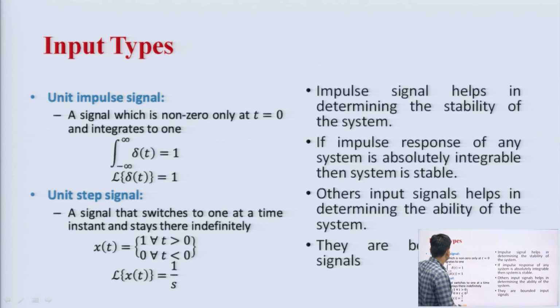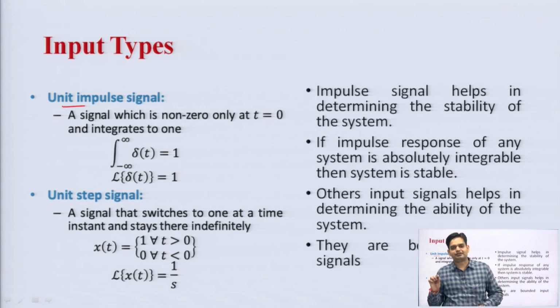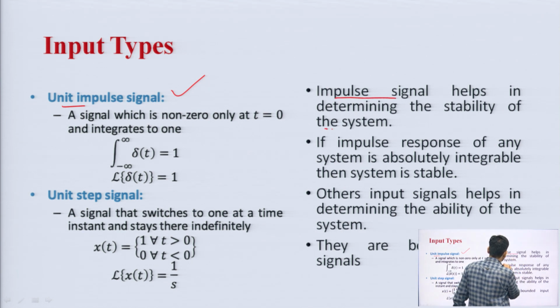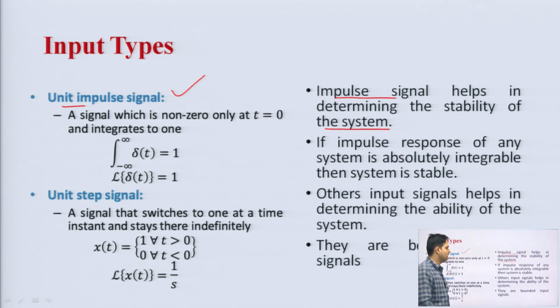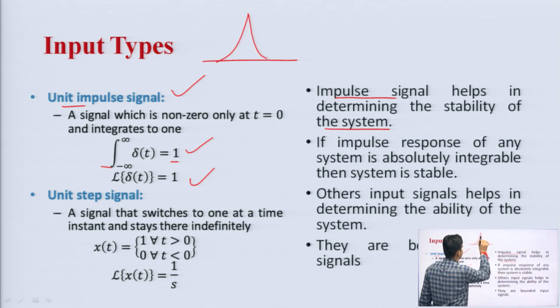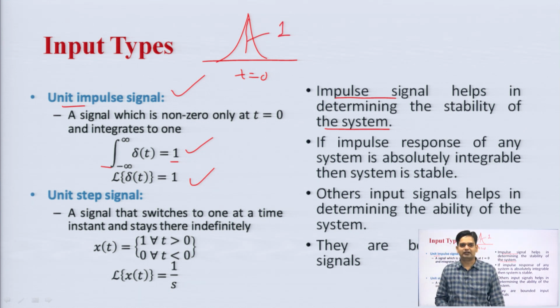First is the impulse input. Whenever we need to check whether our system is stable or not, we prefer the impulse signal. The impulse signal helps in determining the stability of the system. The impulse signal definition is known to you: the integral of delta t from minus infinity to infinity gives you 1. And if you calculate the area under the curve of the impulse signal at time t equal to 0, it will be unity. That is why we say it is a unit impulse signal.